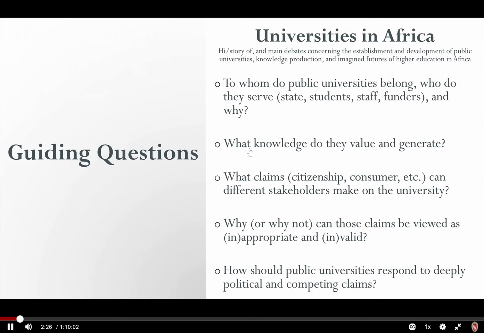The guiding questions for the discussion we are going to have, there's a couple of them, but I wanted to make sure that I point this out to you. The first one is very key because it helps us to think about who public universities belong to, who they serve, and why. So, for instance, do public universities belong to the state? Do they belong to the students? And which students? Do they belong to staff or faculty? Do they belong to funders who are investing in the operations going on in the universities?